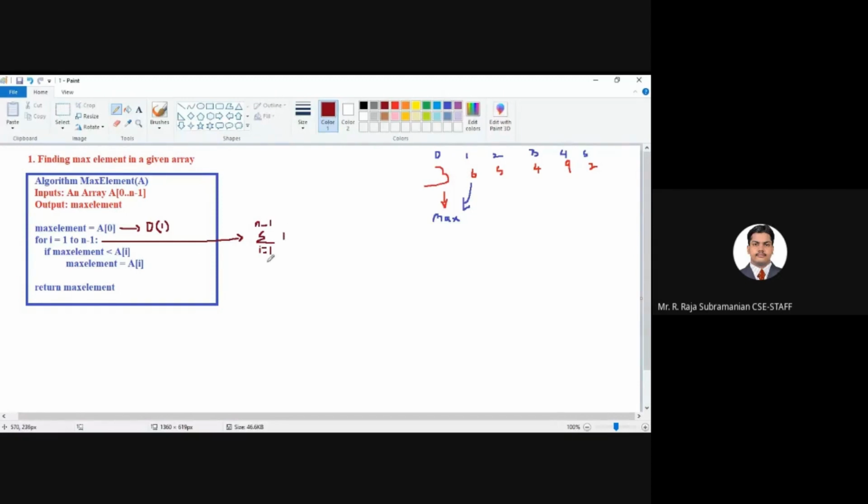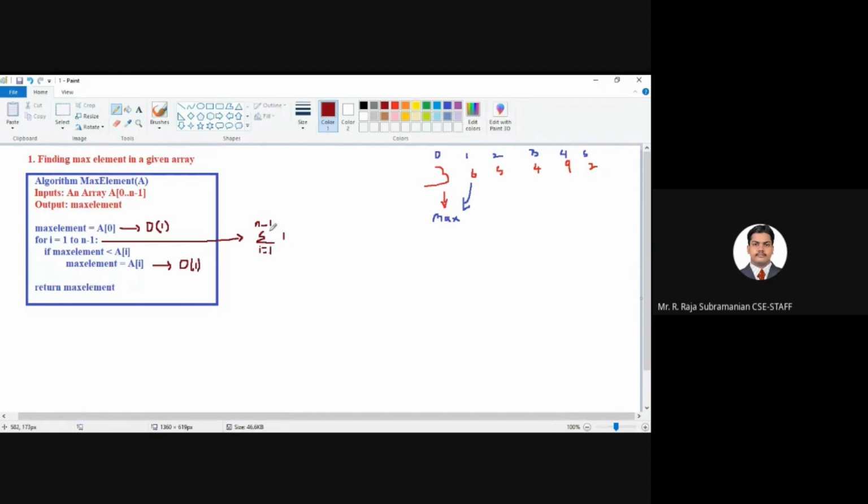1. Why I am writing 1 is because here I am having a condition, if max element is less than a of I. The condition checking will not take more time, and the major time is transferring a value from a of I to max element. So that's what the time actually will take. So this will take a time of big O of 1. Right? Big O of 1 time it will actually take.